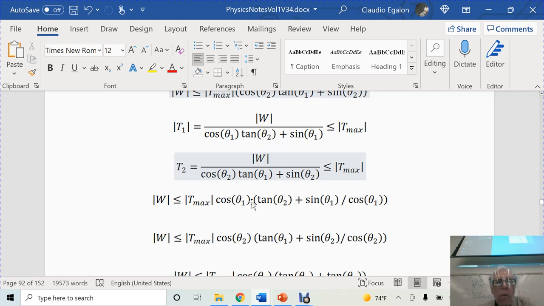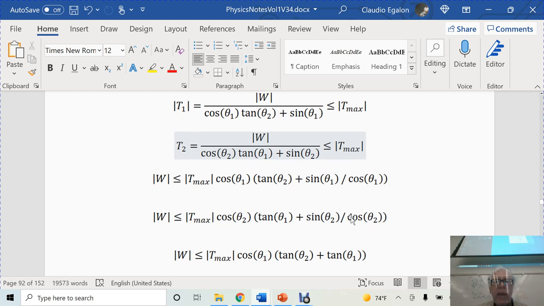Where does cosine theta 1 come from? Oh, yeah, this cosine theta 1 passed to the other side. Okay, good. And where does this other cosine come from? I think that there is a mistake here. I don't think we have a cosine theta 1 here, unless I made another simplification. We're not supposed to have this cosine theta 1, because W must be less than or equal to T max cosine theta 1 tangent theta 2 sine theta 1. I have to fix that. And here too, we're not supposed to have this cosine theta 2 either, right?